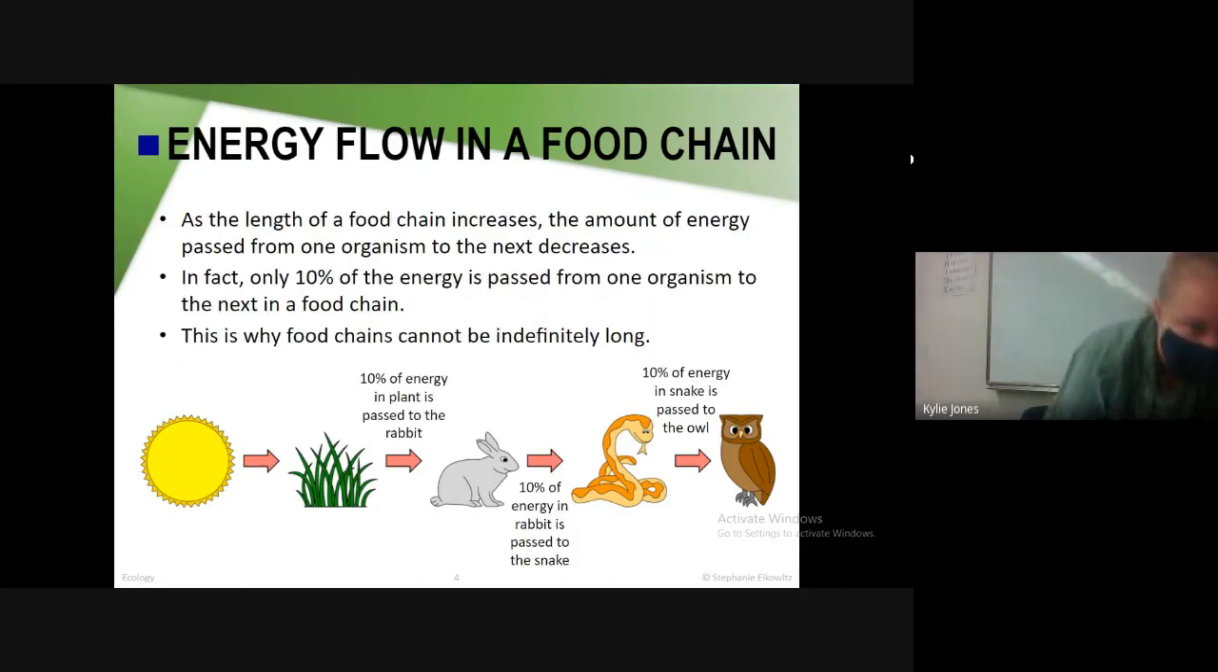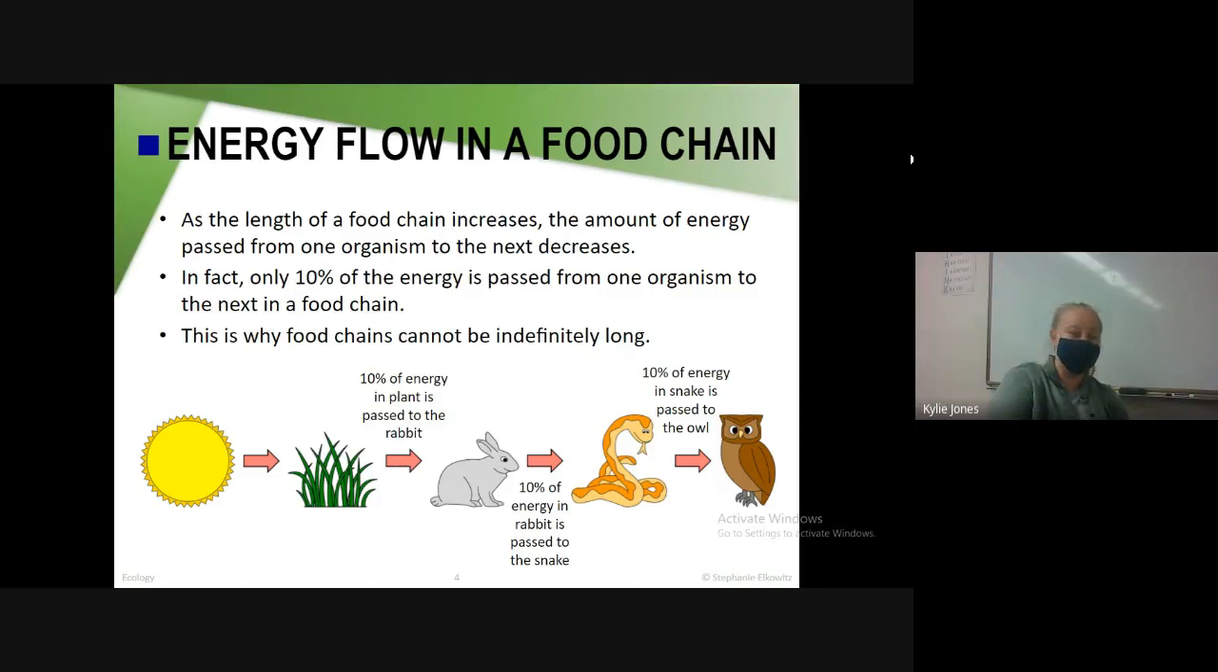Next slide. So now it's telling you actual percentages. So as the length of the food chain increases, so the longer the food chain is, the amount of energy passed from one organism to the next one will decrease. So only 10% of the energy is passed from one organism to the next in the food chain. So each time something eats another thing, they only get 10% of the energy that that other thing had.